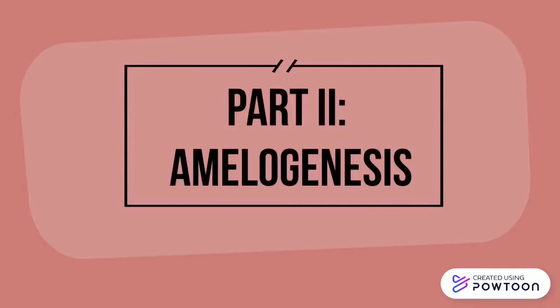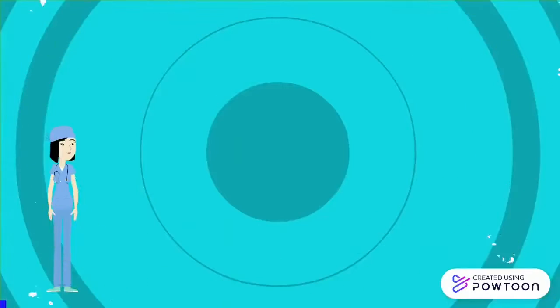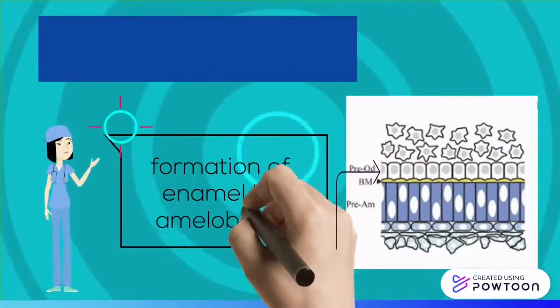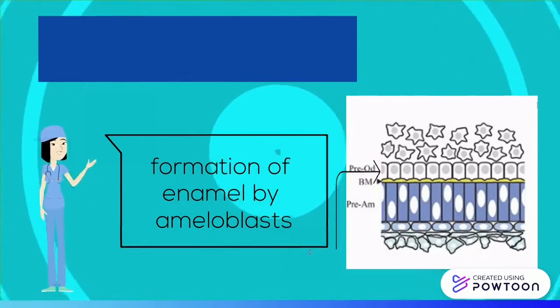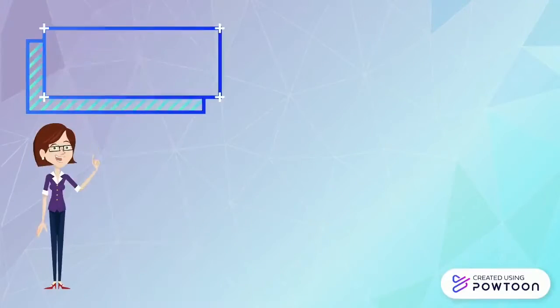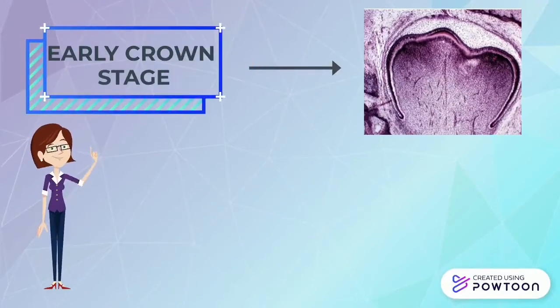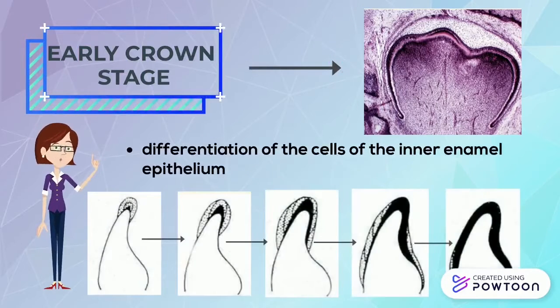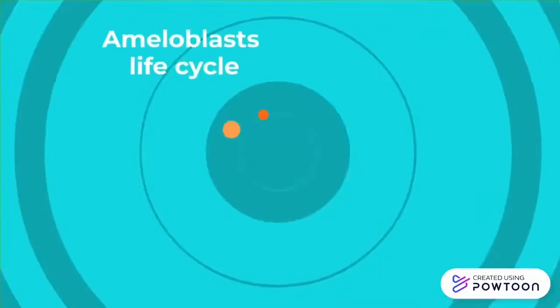Now that we covered dentinogenesis, here goes part 2, amelogenesis. Amelogenesis is the formation of enamel by ameloblasts of epithelial origin facing the odontoblast layer. Enamel formation begins at the early crown stage and involves the differentiation of the cells of inner enamel epithelium first at the cusp tips and then sweeping down the slopes until all the cells have differentiated into ameloblasts.